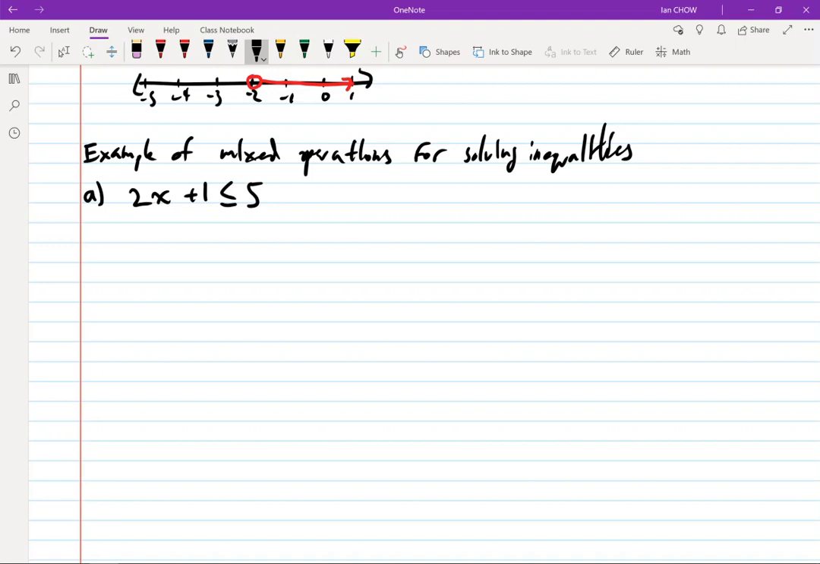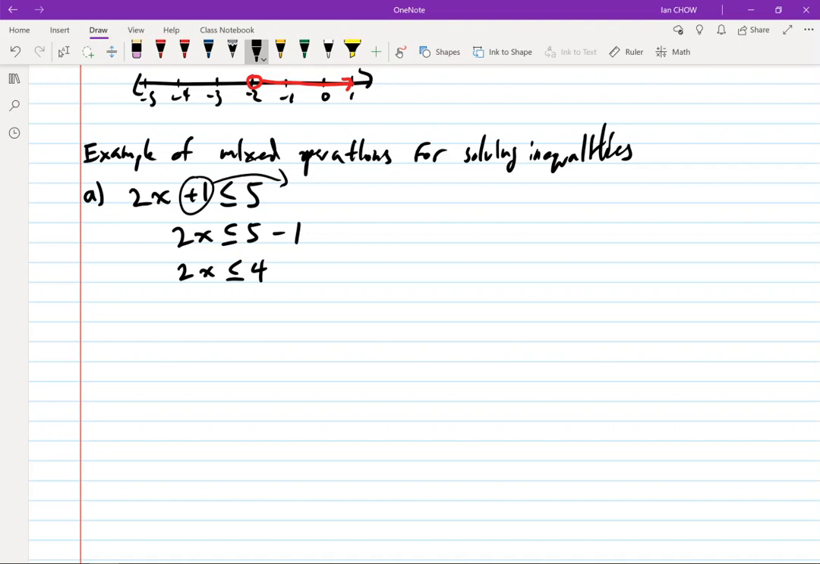I can see that there's a plus 1 with the 2x, so I want to get rid of the plus 1. We want to put the plus 1 to the other side, so that turns into minus 1. My first step will be 2x is less than or equal to 5 minus 1. It turns from plus 1 to minus 1 when it's put on the other side. All I'm doing is adding and subtracting, so my inequality doesn't have to change. Then, as an extra step, 5 minus 1 is 4.